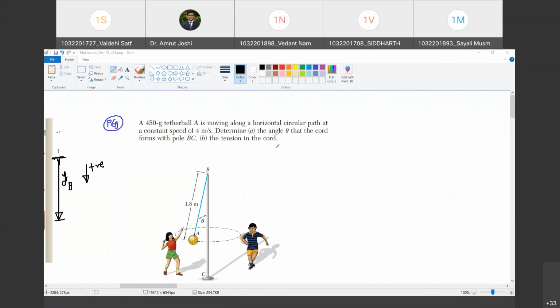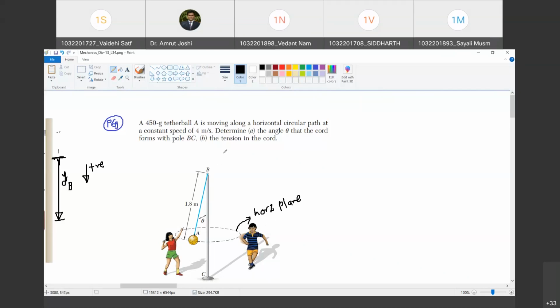Okay, let us go ahead with this problem now. Can you read the problem statement? 450 grams tether ball A is moving along a horizontal circular path at constant speed of 4 meter per second. Determine A, the angle theta that the cord forms with the pole BC. B, the tension in the cord. Okay, so see what information is given. This tether ball is going to move along a circular path which lies in the horizontal plane. Do you agree with me? Yes, sir. So this circular path, does it lie in the horizontal plane? Yes. Happy? Yes, sir. Okay.